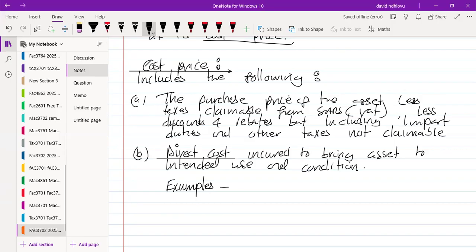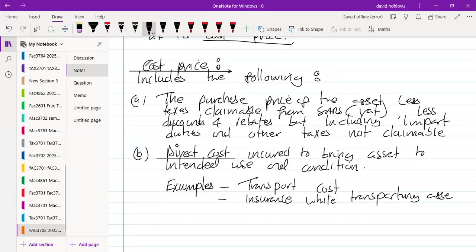we include transport costs. So if you are purchasing an asset and you incur transportation cost to bring it to intended use, you add that particular amount. We have also insurance, but we must be clear, while transporting the asset to your premises. Once the asset is on your premises and is ready for use, any insurance will not be capitalized to the asset. It will be a normal expenditure.